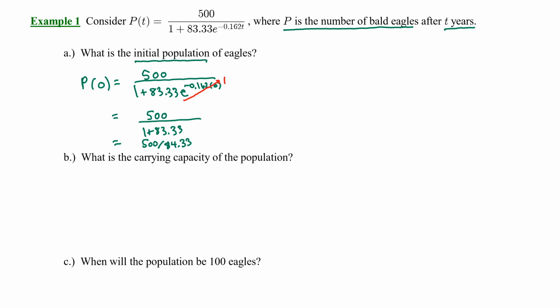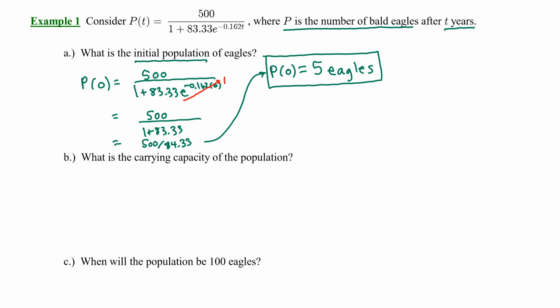84.33? Now, when we type that into our calculator, we're going to end up with 5.9, but we know we can't have 0.9 eagles, and we don't want to round up, so we're going to go ahead and round down. Again, the calculator produces 5.9, but since we're dealing with whole eagles here, we're going to give a conservative result, which is 5 eagles. So at the beginning of this population model, we are starting with a population of 5 eagles at time 0. The next question says, what is the carrying capacity of the population?